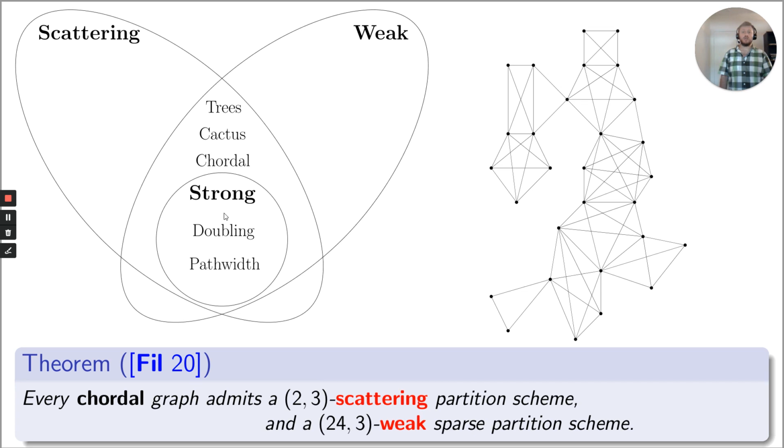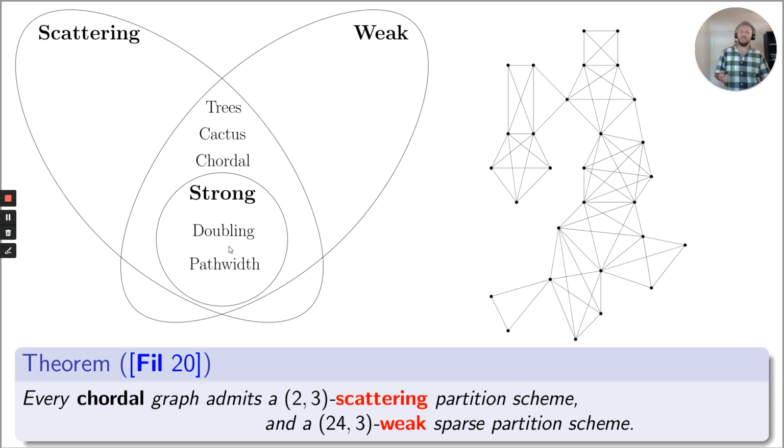Next family is chordal graphs. These are graphs in which there's no induced cycle of size at least 4, or every induced cycle of size at least 4 contains a chord. And they're very different from trees because they, for example, contain cliques, but still they admit good scattering and weak partitions, and they also include trees, so there's no strong sparse partition. This is kind of the basic family.